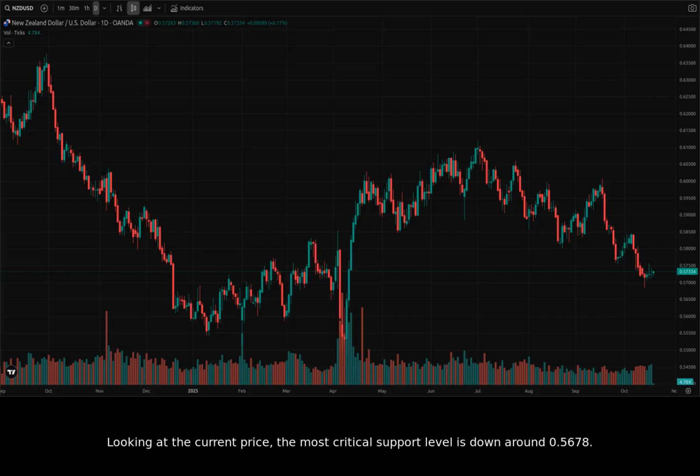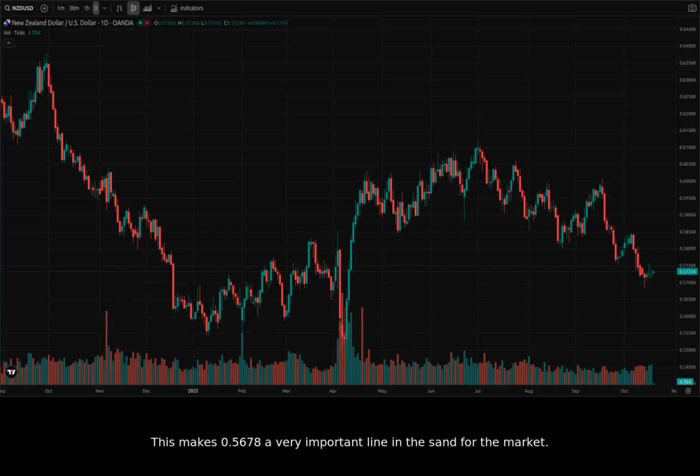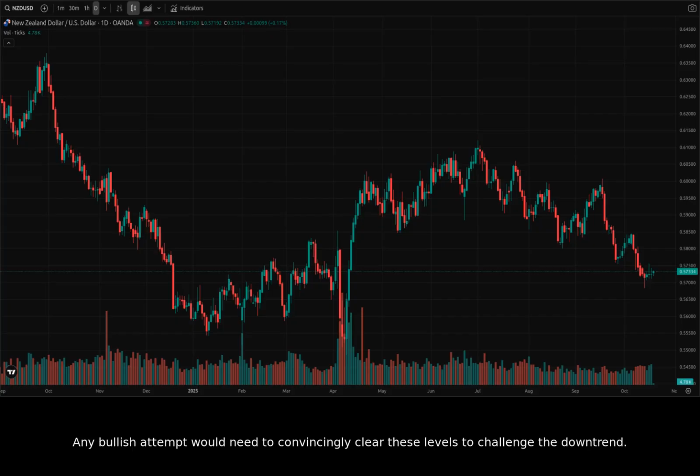Looking at the current price, the most critical support level is down around 0.5678. We can see the price tested this exact level with long wicks on both October 7th and October 14th, finding buyers each time. This makes 0.5678 a very important line in the sand for the market. To the upside, immediate resistance sits near 0.5754, with the more significant psychological and technical barrier at 0.5800. Any bullish attempt would need to convincingly clear these levels to challenge the downtrend.